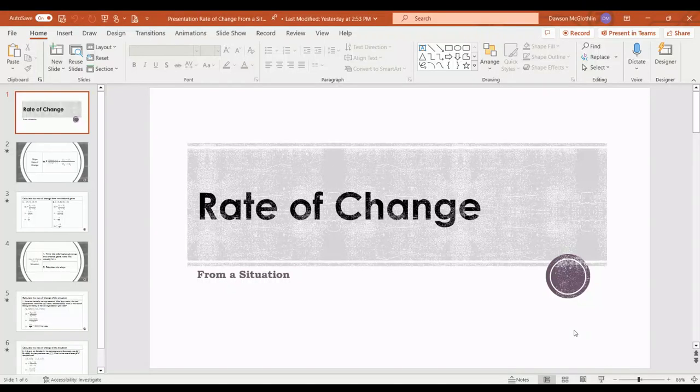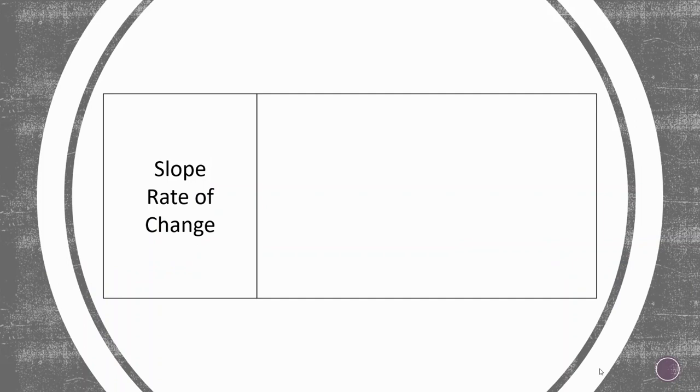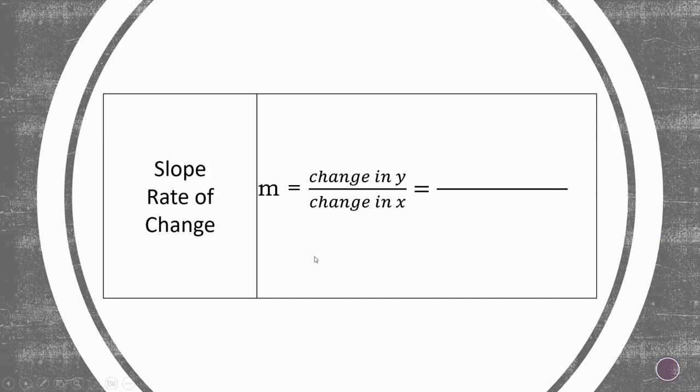Okay, guys, so for today, we are looking at the last part of our 3.0 for the rate of change unit, and we are looking at the rate of change from a situation. Okay, so slope or rate of change, right? They mean the same thing. They're represented by the letter M.